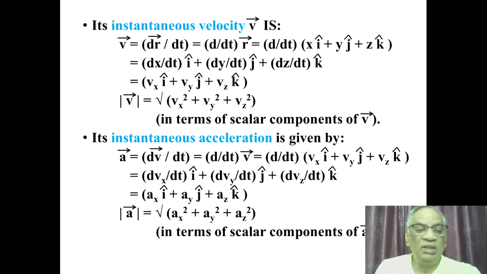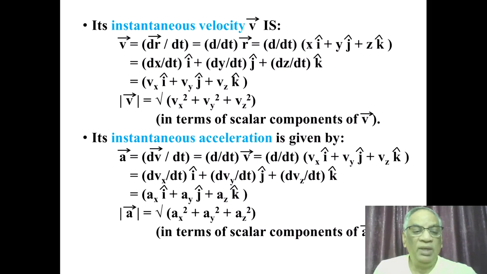And its instantaneous acceleration is given by a bar is equal to dv bar by dt, that is equal to d by dt of v bar, that is equal to d by dt of vx i plus vy j plus vz k, that is equal to dvx by dt i bar plus dvy by dt j bar plus dvz by dt k bar, that is equal to ax i plus ay j plus az k.